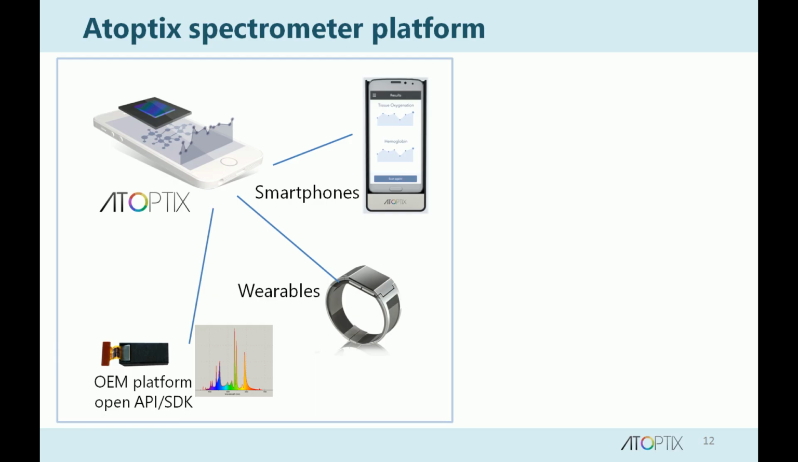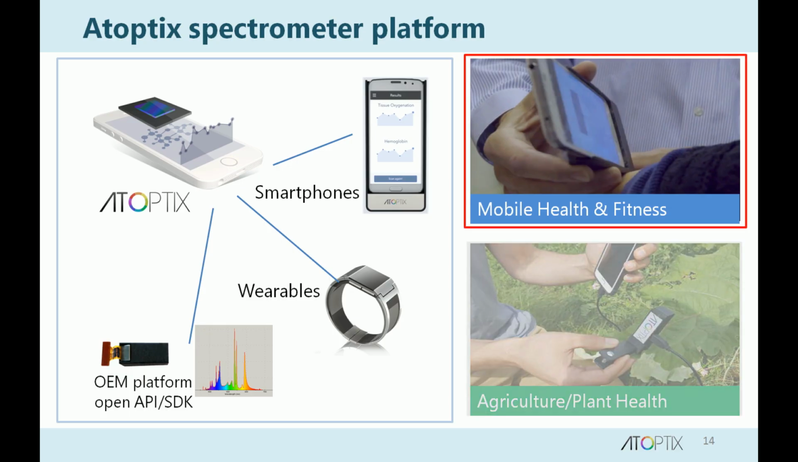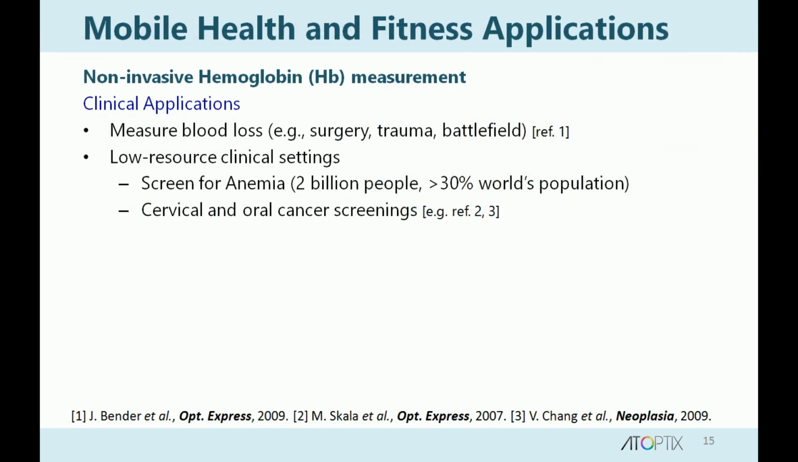So from a Toptics perspective, we're developing this spectrometer platform for integration with smartphones, wearables, and other mobile devices. We're also looking at the opportunity to develop some sort of OEM device around this spectrograph that we've developed. Primarily we're focused on application development in mobile health and fitness, and also in agriculture and plant health. But today I'm just going to focus on brief applications in relation to hemoglobin detection.